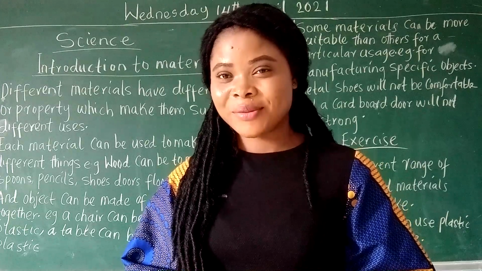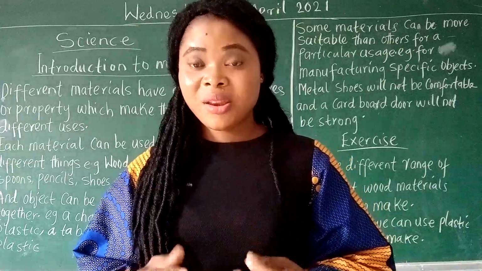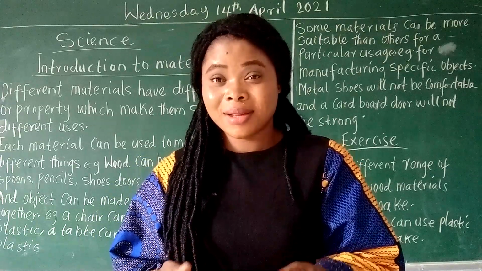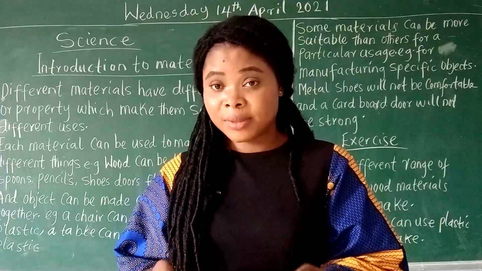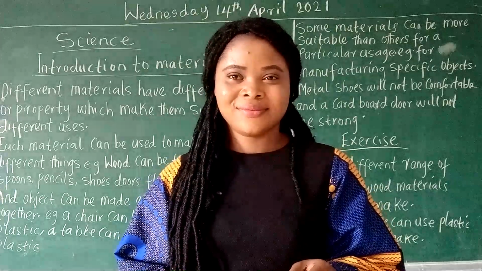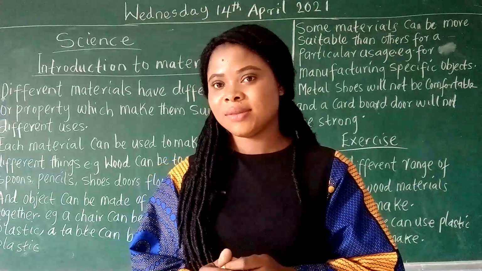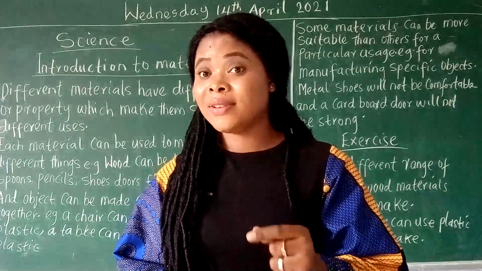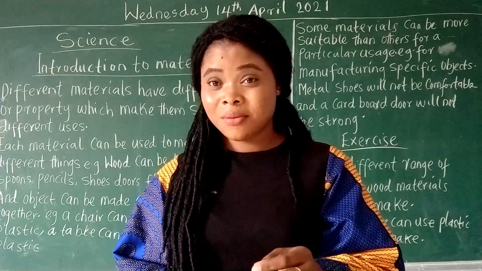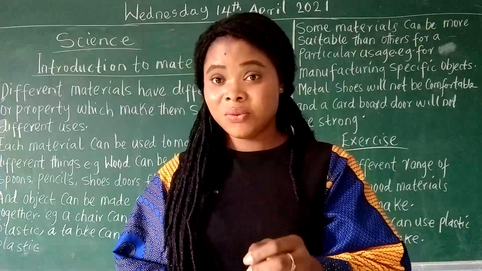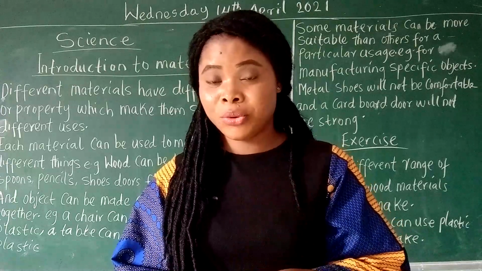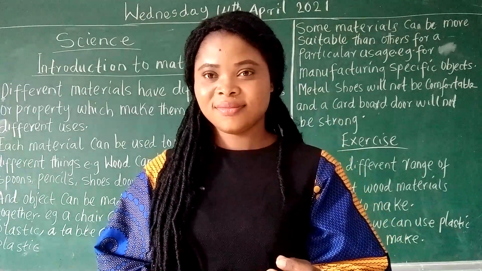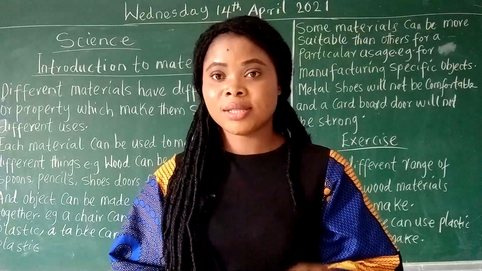In this second introduction part of the materials, the main objective we are going to focus on is to know that each material has specific properties that make it suitable for any use. The second objective is also for us to learn that a material can be used for a particular purpose, and some materials cannot be used for some other objects' production.